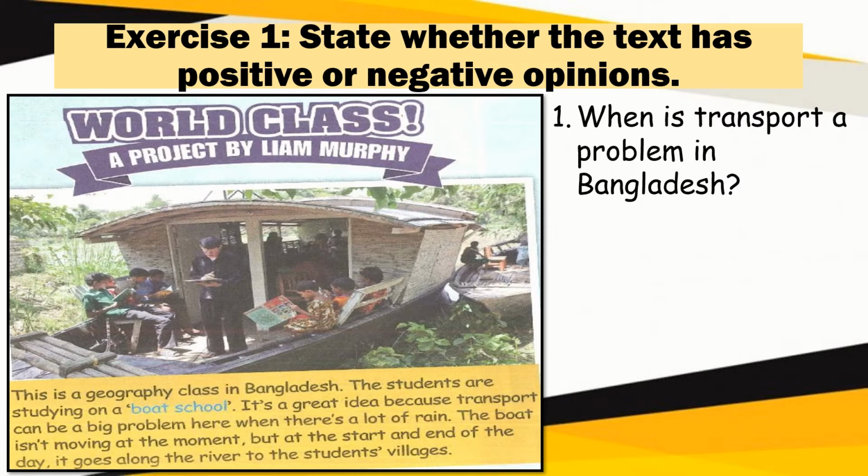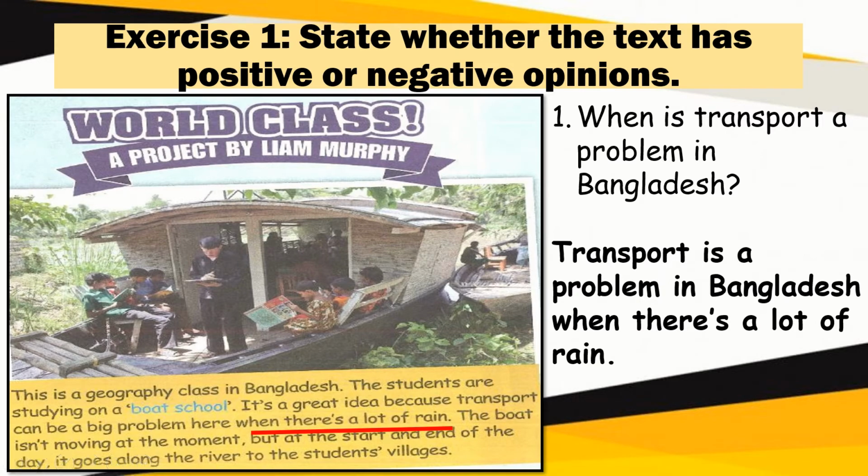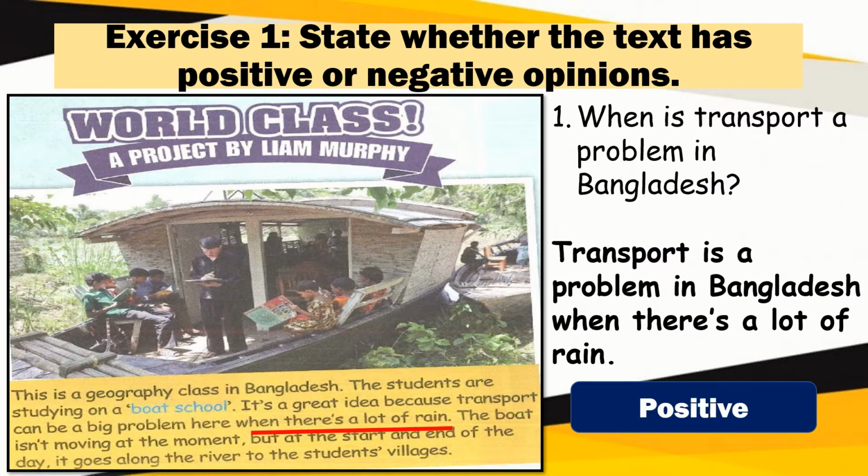Let's look at question number 1. When is transport a problem in Bangladesh? Okay, so let's look at the key words here. It is transport problem. Okay, so transport is here, problem is here. So the answer is here: when there's a lot of rain. So transport is a problem in Bangladesh when there's a lot of rain. And this is a positive opinion because it has words such as great idea and it is very encouraging. So we can say that this is a positive opinion.